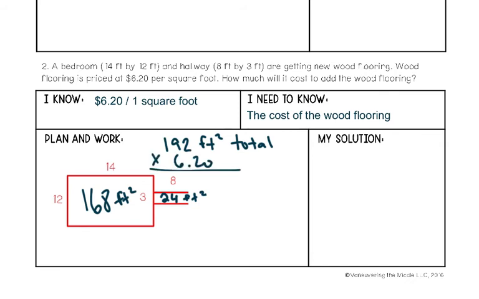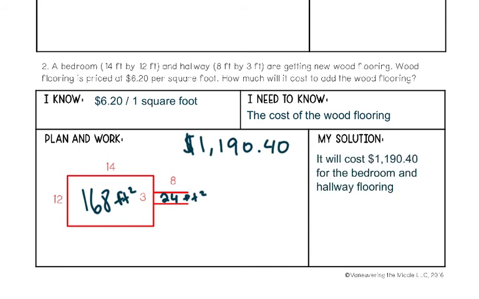When you do that, your solution will be $1,190.40. So we'll write that in a sentence. It will cost $1,190.40 for the bedroom and hallway flooring. This is a great real life question.